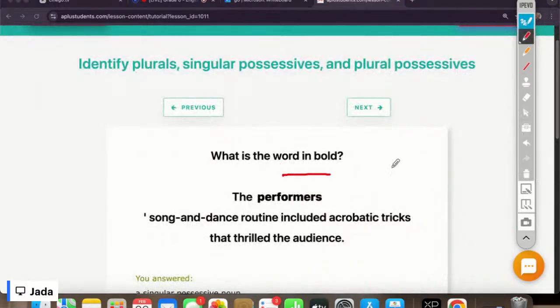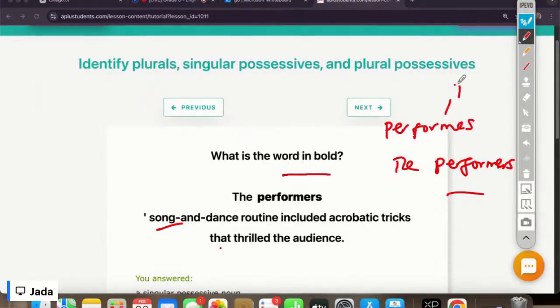So what is the word in bold? The performers. Okay, so performers. Song and dance rhythm included acrobatic tricks that wowed the audience. So the performers is just with s, right? So this is what? A plural noun.